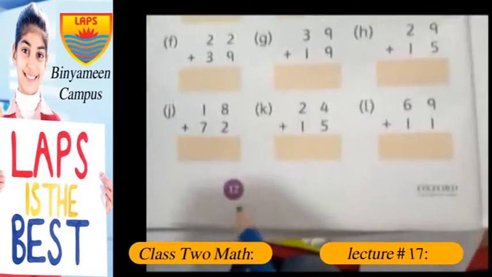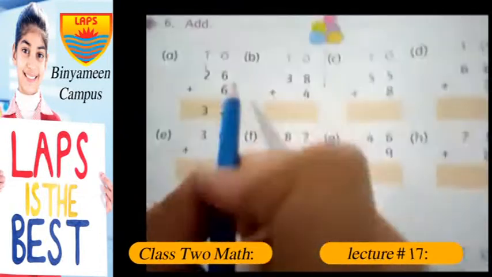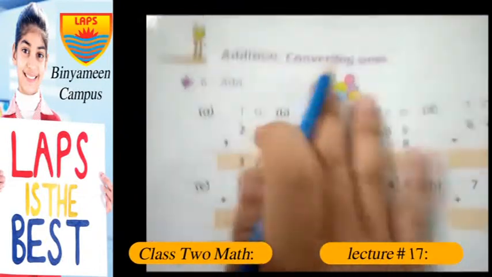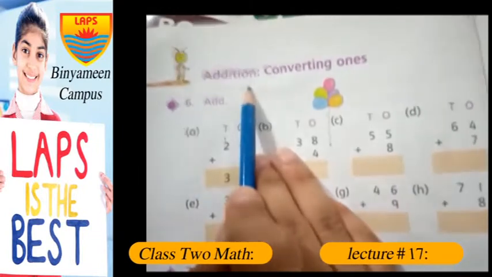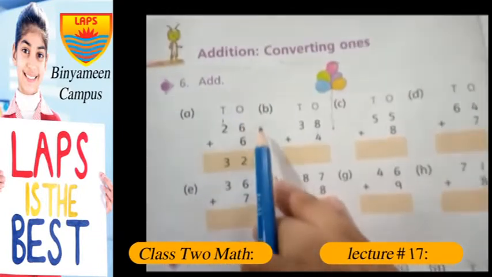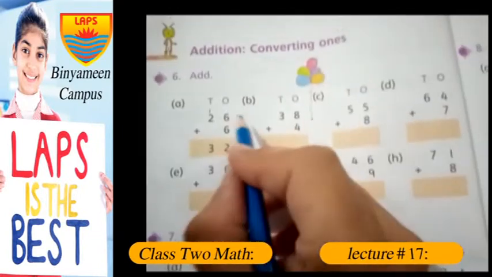If you open your book to page number 12, we have some addition problems here, but there's something different about them. It says addition converting ones, so we have to convert ones. Like the first example is solved here.